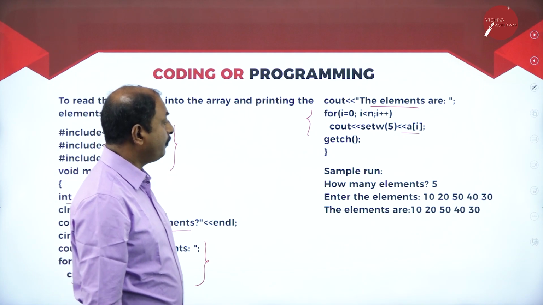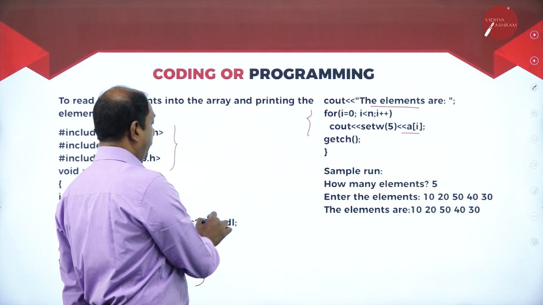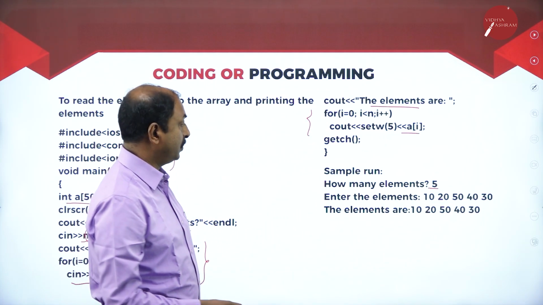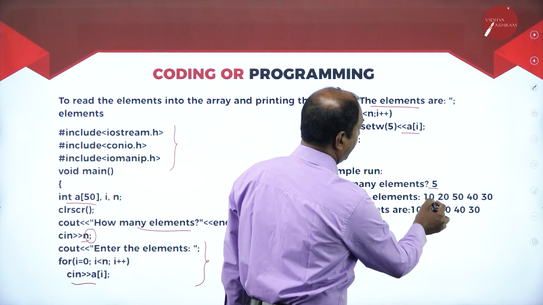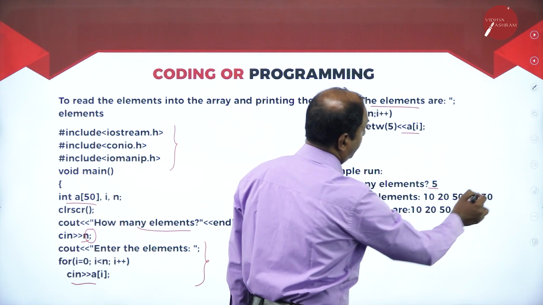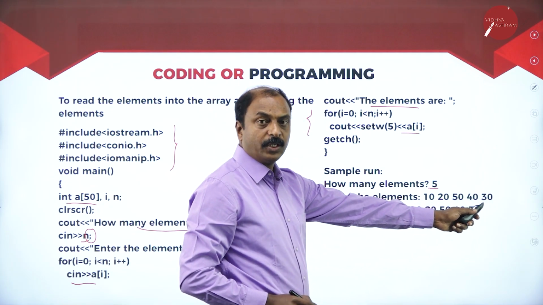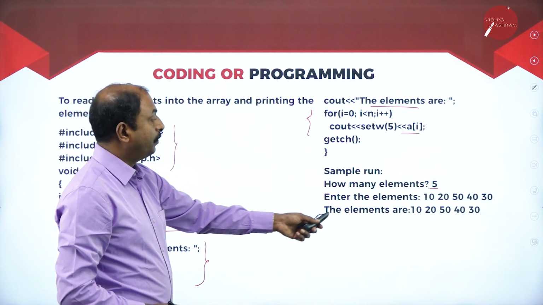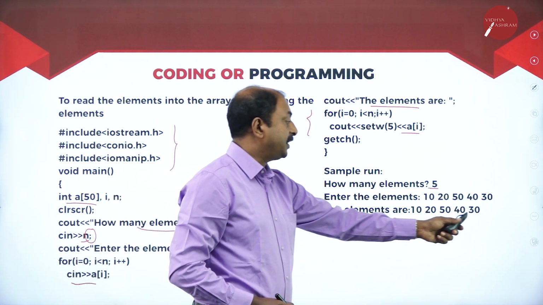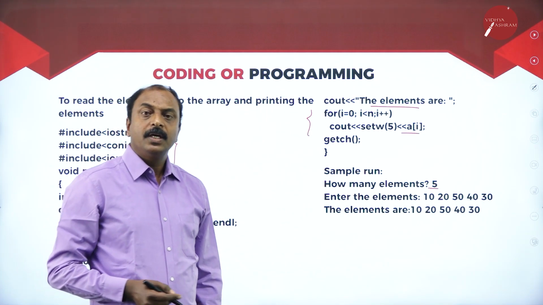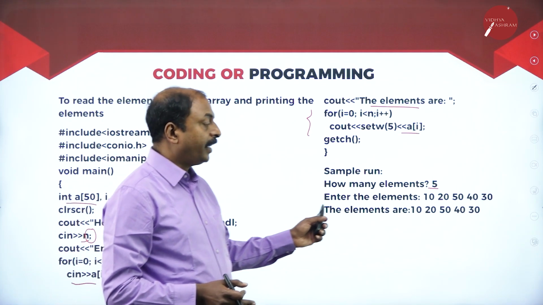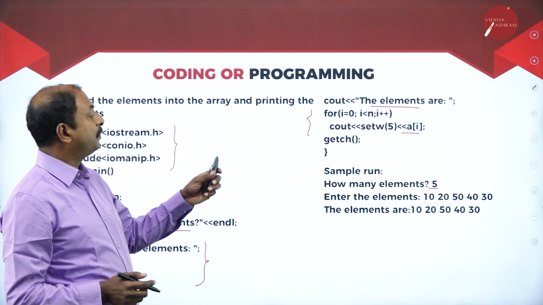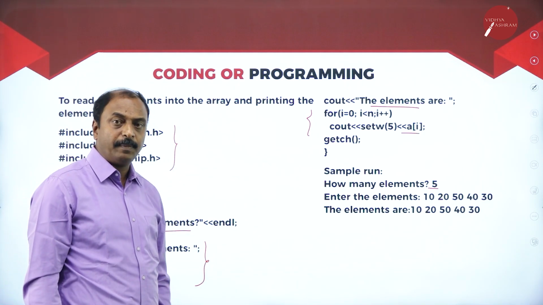So when you run the program, it will ask us for how many elements. Suppose you input 5, you are supposed to enter 5 values. It will ask you, you have to enter 10, 20, 50, 40, 30. You are supposed to enter 5 values separated by a space. Then, when you press enter, it prints the values as they are. So this is a simple program showing how to enter values into an array and print the elements of the same array. It shows the working of a one-dimensional array.